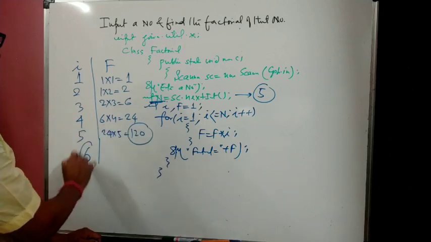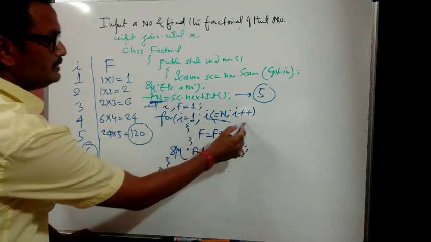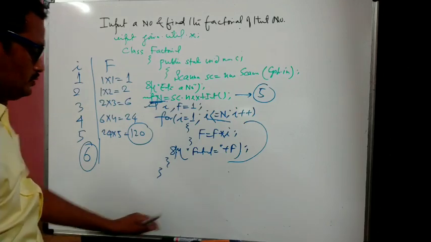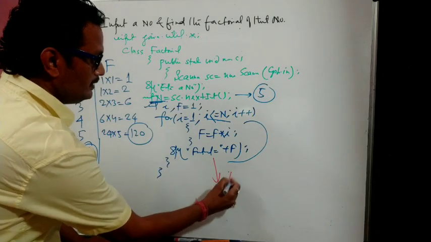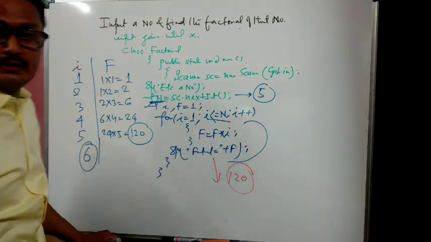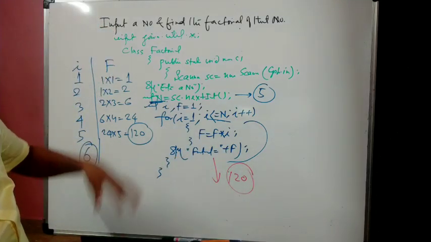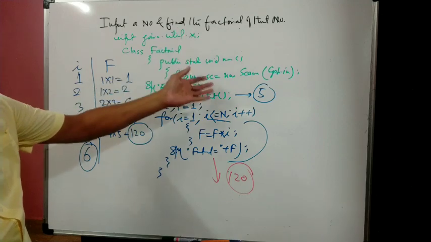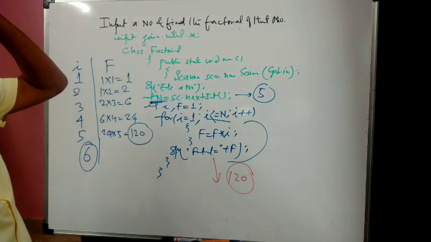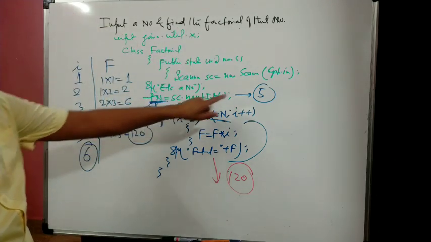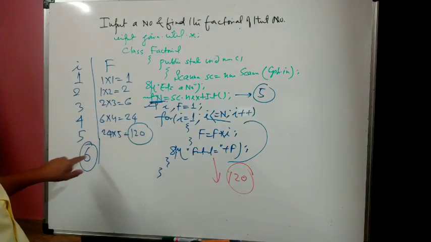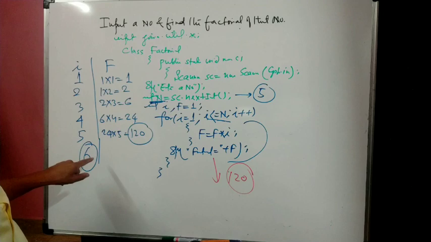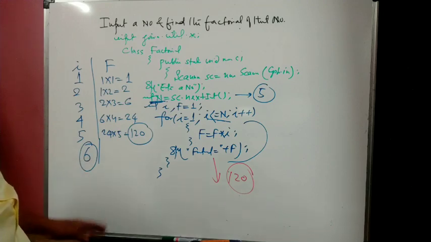And the value of i will be 6. This condition becomes false, exit from the loop. And when it prints the value of f, it will print 120. This is the way to print the factorial of any number. If the value of n is 6, then 120 is multiplied by 6, that gives 720, and so on it will execute.